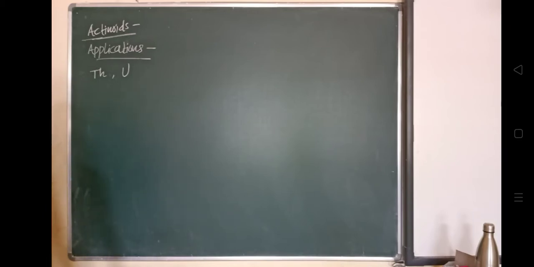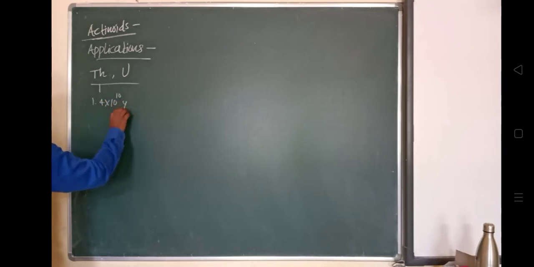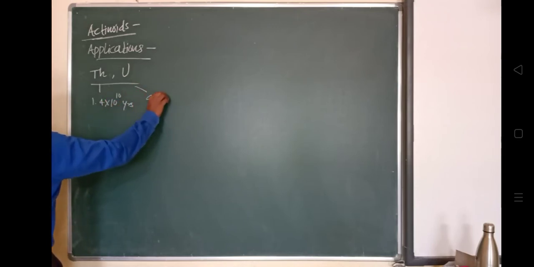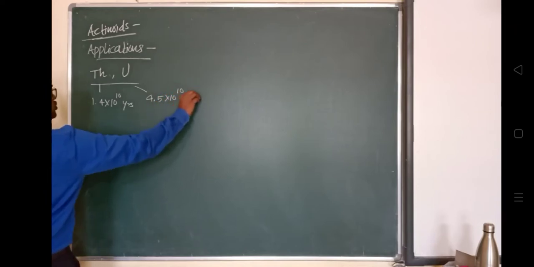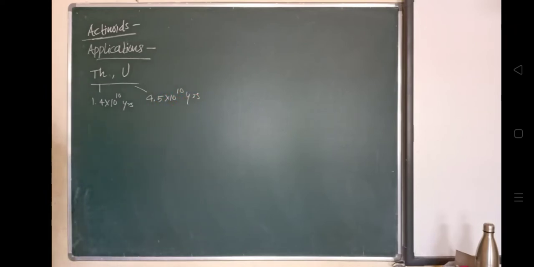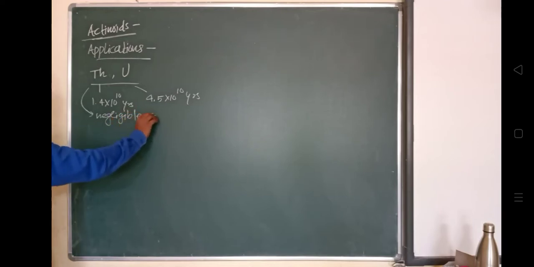Yesterday we wrote their half lives: for thorium it is 1.4 × 10^10 years, and for uranium it is 4.5 × 10^9 years. So their half life has a very large duration. The half lives of natural thorium and uranium isotopes are so long that we get negligible radiation from these elements, and we find them in everyday use.